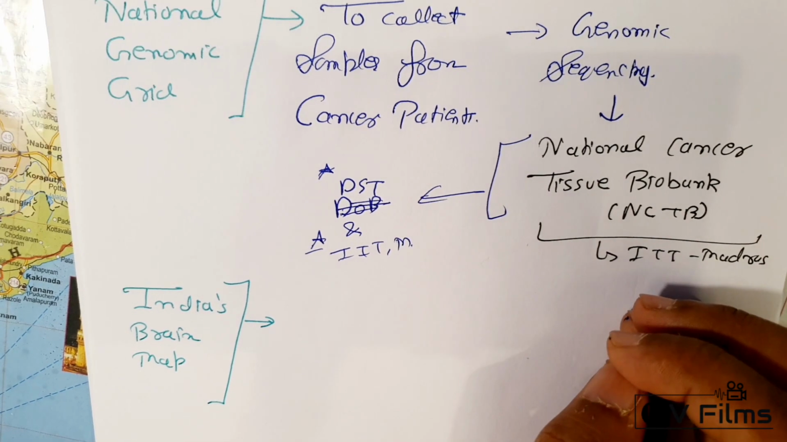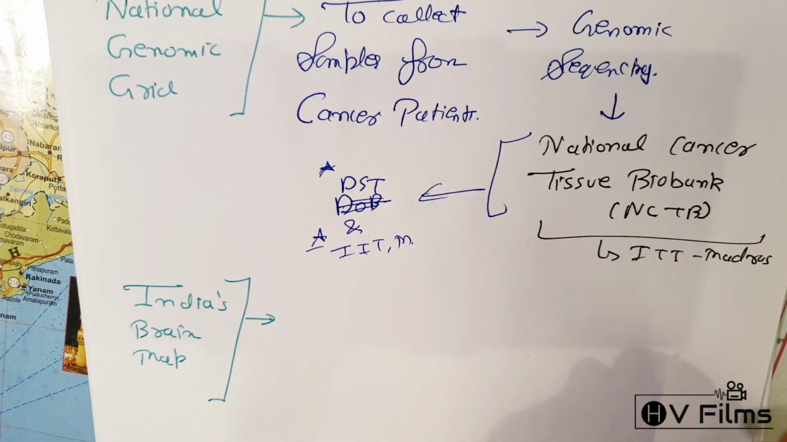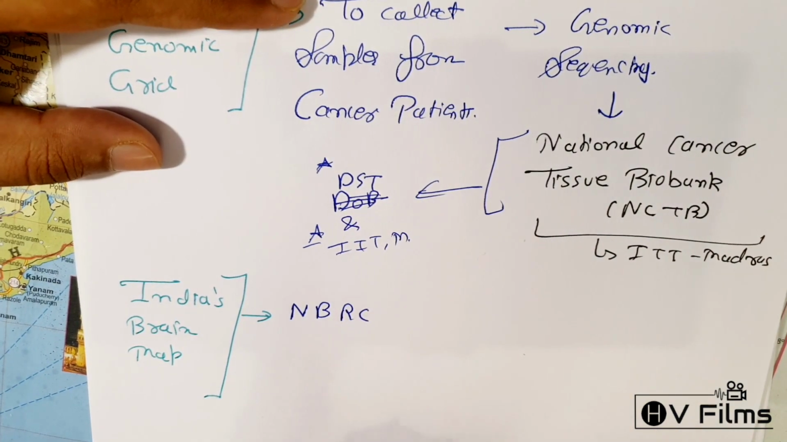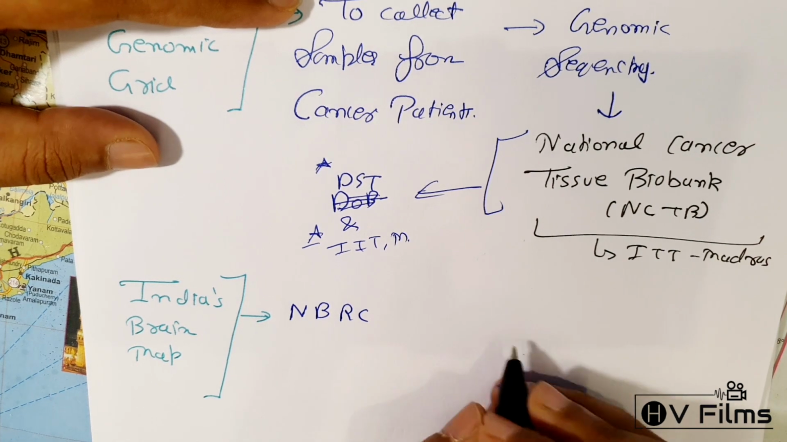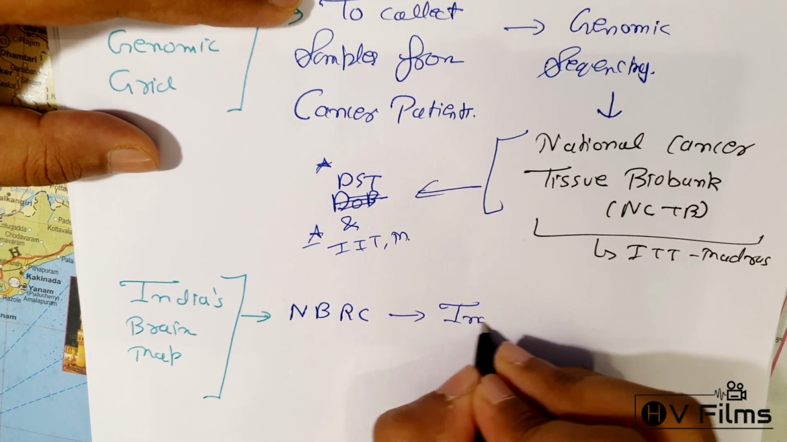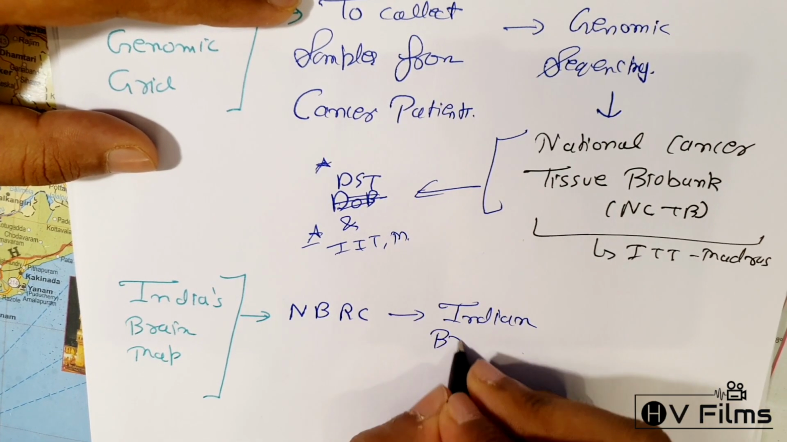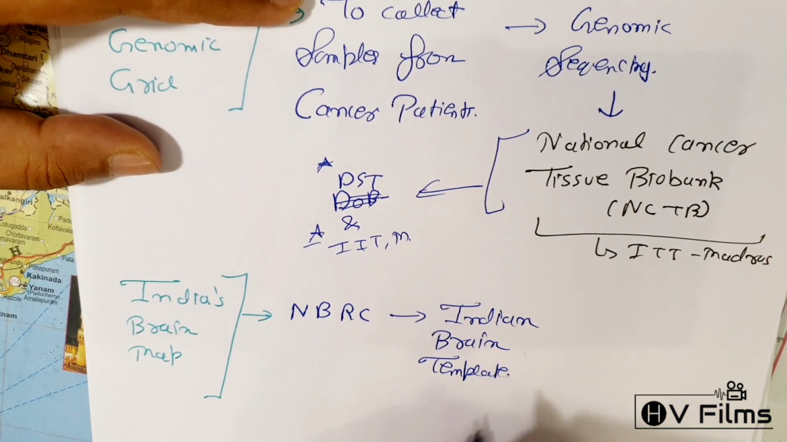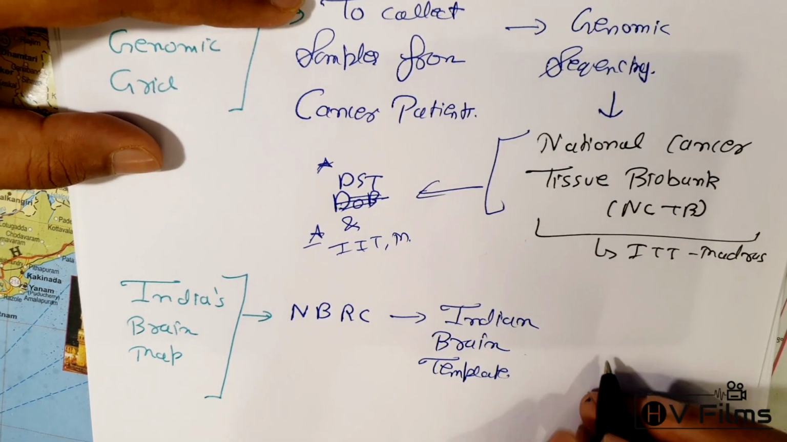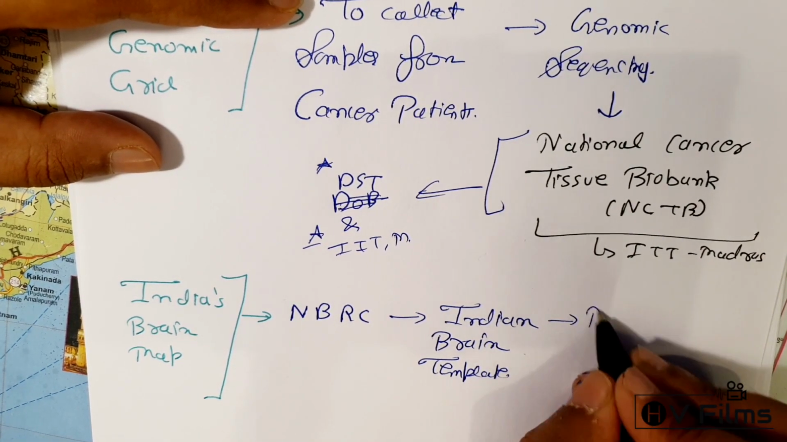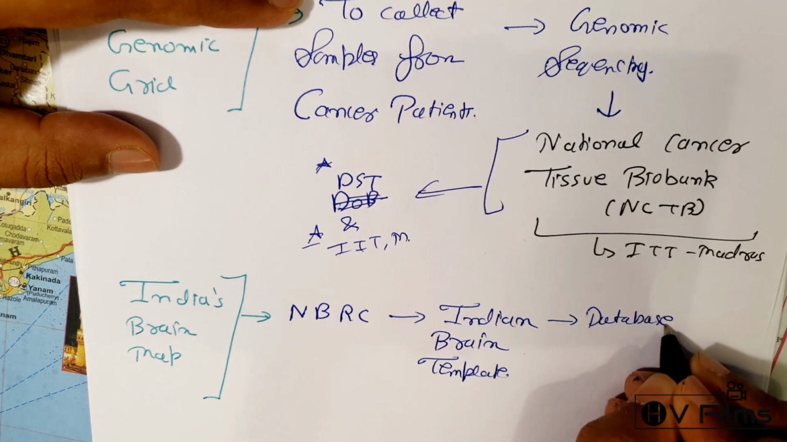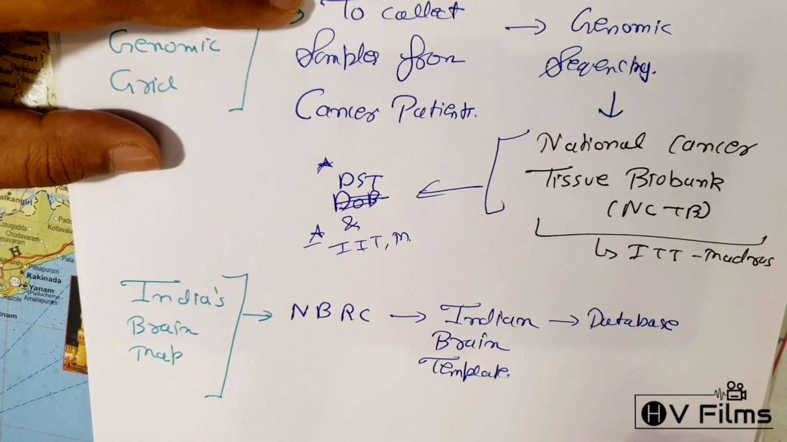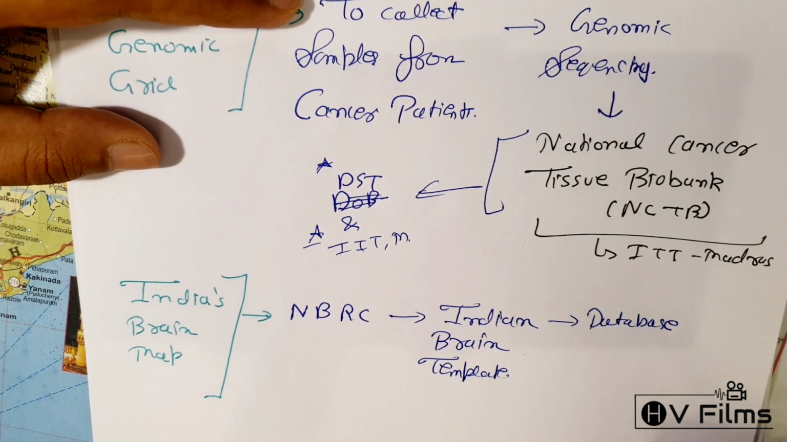India's brain map. The National Brain Research Center, that is NBRC, is preparing an Indian brain template. Now, it is one of its kind, a database of the brain template. So pretty much like a database, you can remember. And the brain templates are the MRI images that provide the anatomical information of the human brain.